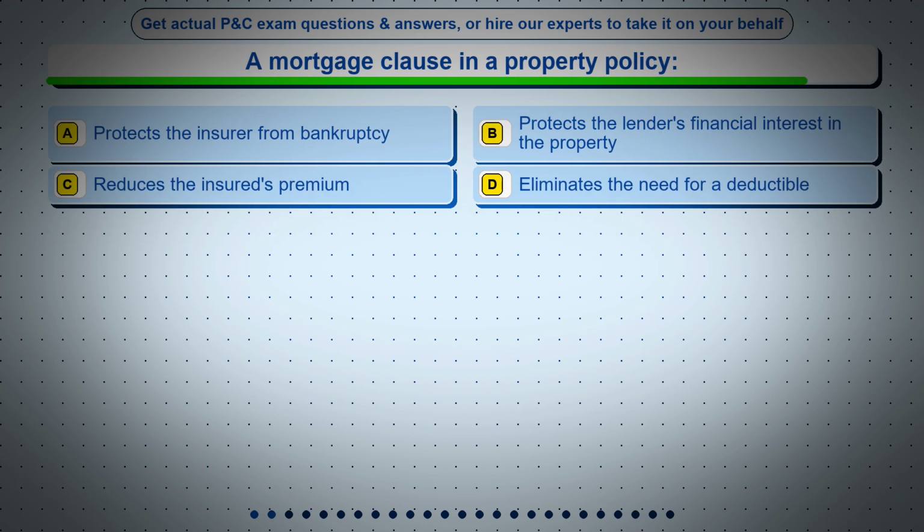Question 2. A mortgage clause in a property policy. Option A. Protects the insurer from bankruptcy. Option B. Protects the lender's financial interest in the property. Option C. Reduces the insured's premium. Option D. Eliminates the need for a deductible.